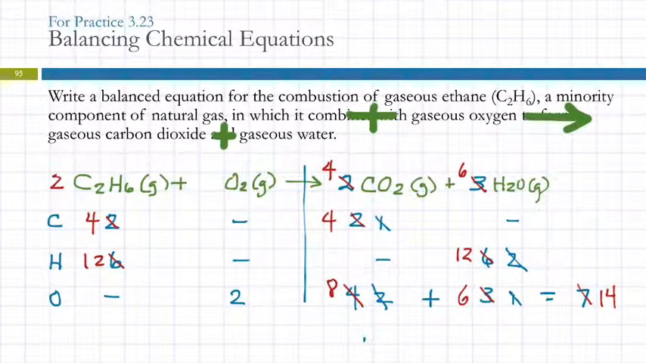That's a nice even number. You go to the shoe store, I want 14 shoes. They'll sell you 7 pairs of shoes, right? So that tells me I need a coefficient of 7 in front of the oxygen, because that'll give me 14 oxygen atoms. Any questions?